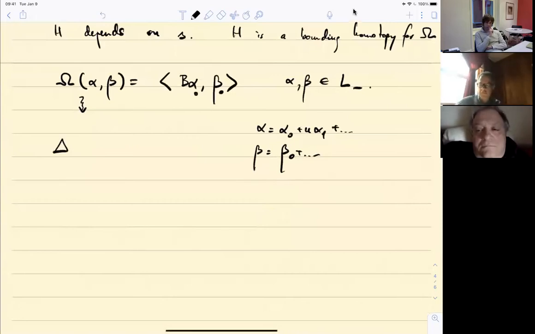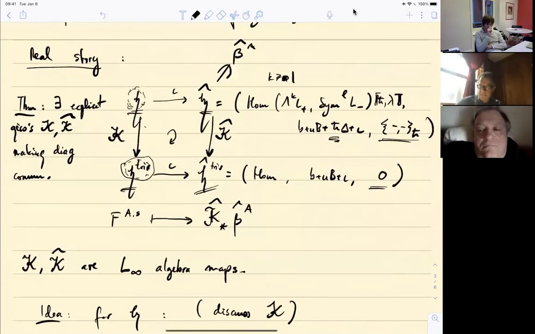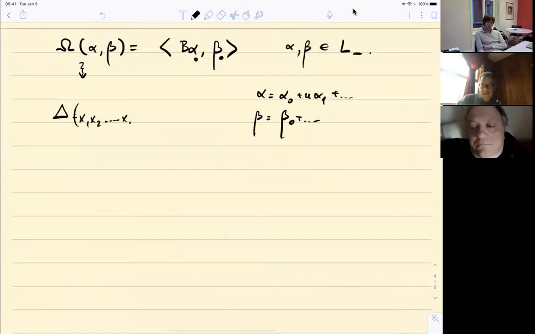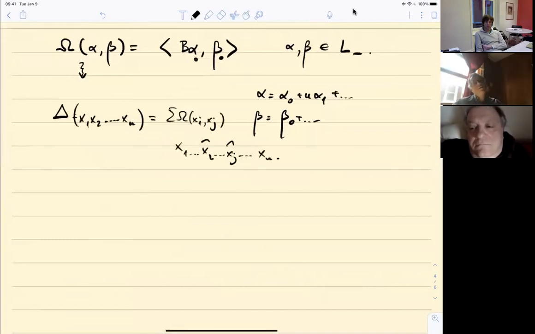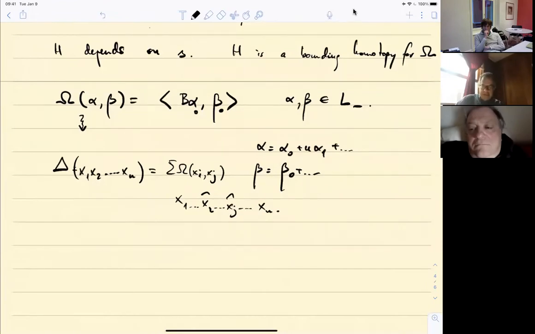The delta operator, the H bar delta that we had here, was defined in terms of omega. It was something like delta of x1, x2, and so on, xn, is just summation of omega xi, xj, and then I exclude xi and xj from this. Right? So when I tell you that H is a bounding homotopy for omega, this is exactly what it means.